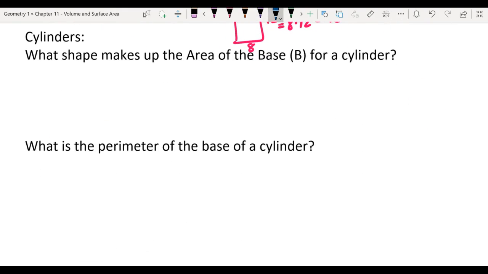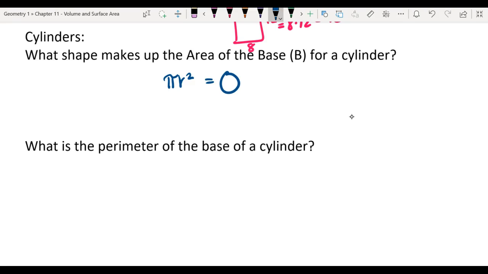Last three-dimensional shape is a cylinder. Okay, so if I show you a cylinder, what shape is the base of a cylinder? It's a circle. Okay, so a cylinder has a circle for its base, and so you would do pi r squared. Remember, that formula is on our formula sheet. Okay, how many circles does a cylinder have? It has 2, right? It has a top and a bottom, so it has 2 circles.